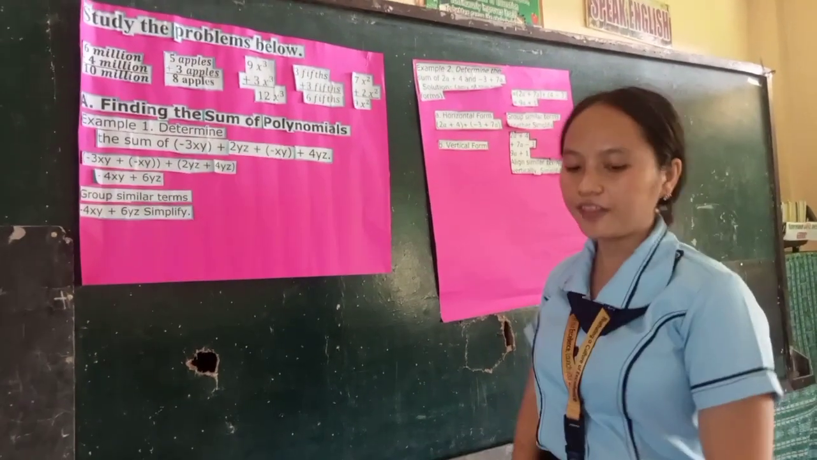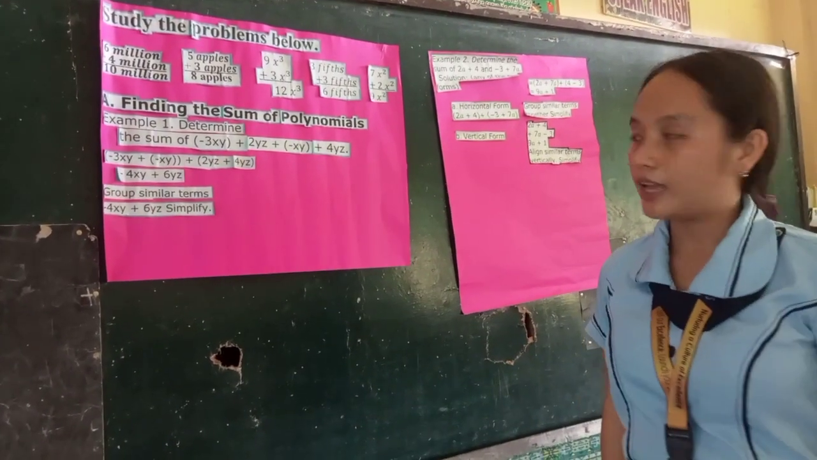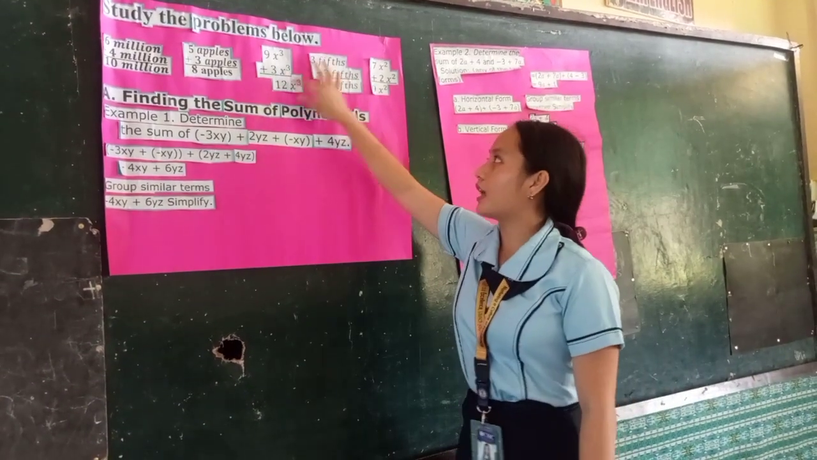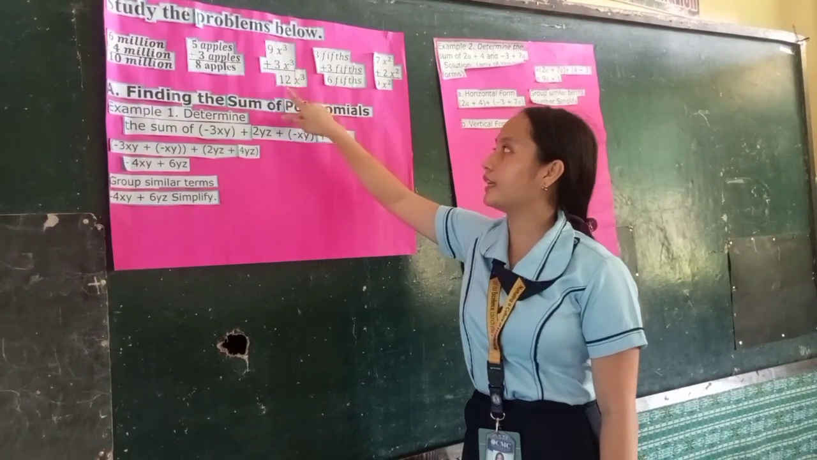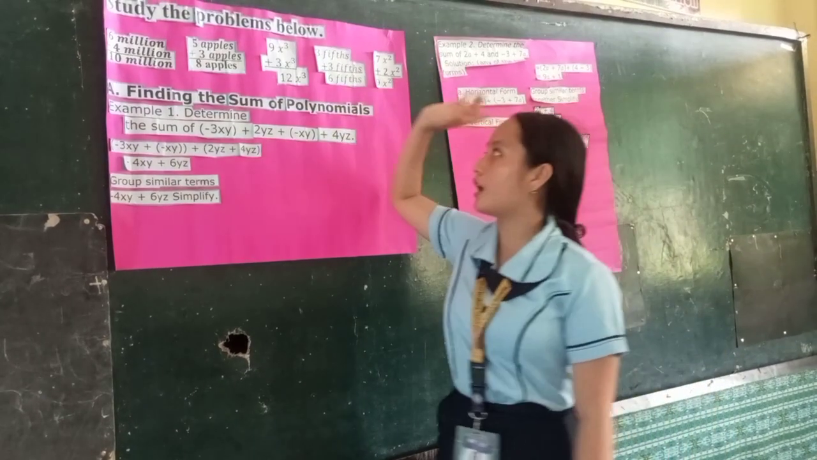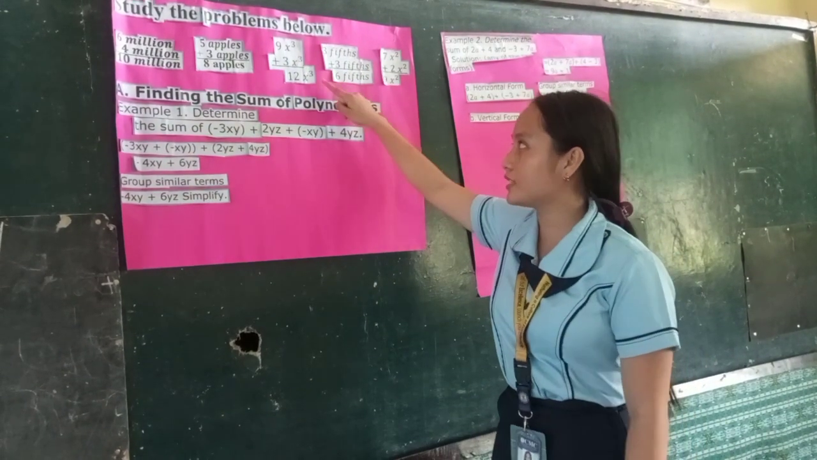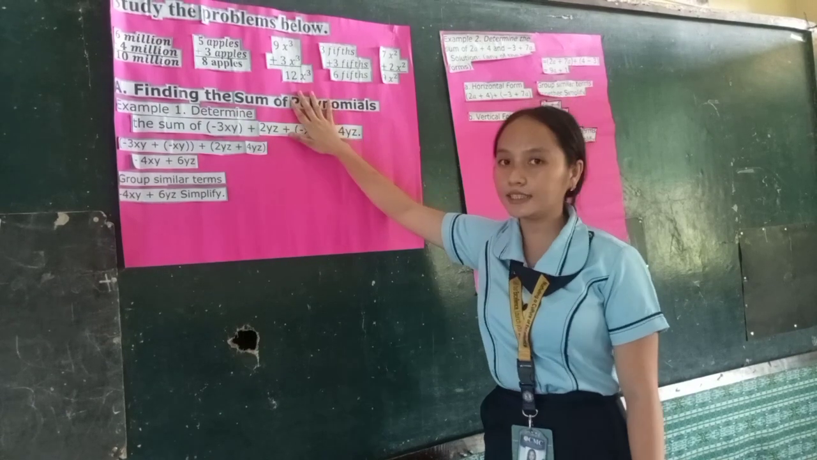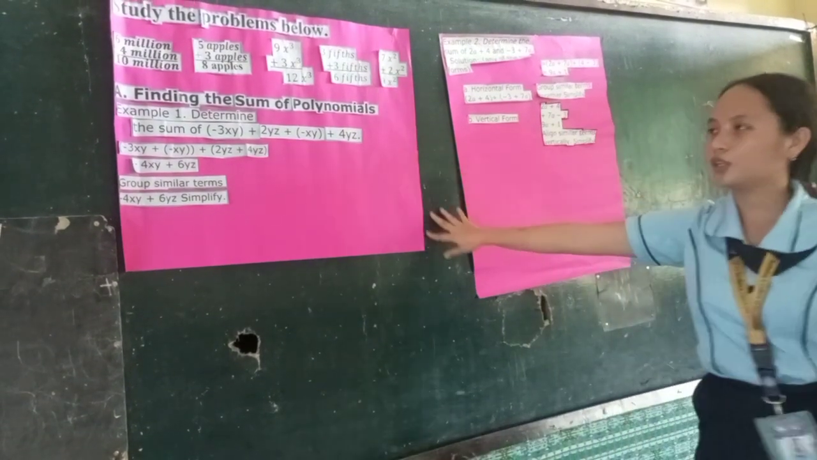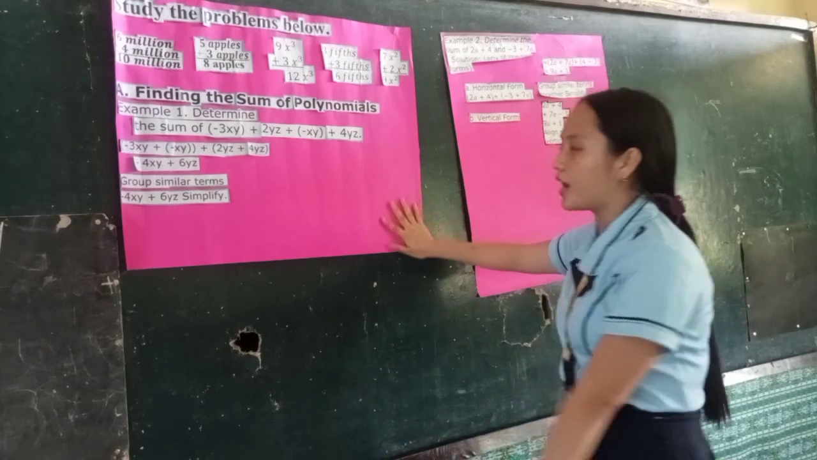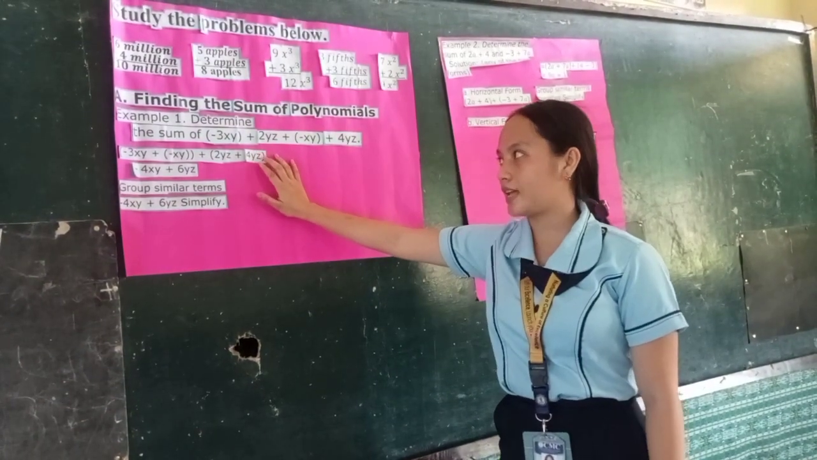You can only add terms that are similar to each other. For example, 9x raised to the power of 3 plus 3x raised to the power of 3. They are the same, x raised to the power of 3. Then we add these numbers, and the answer is 12. Then copy the x raised to the power of 3. That's it.